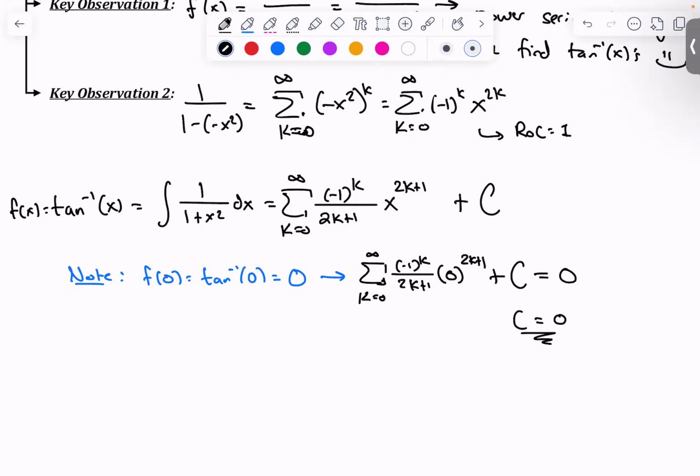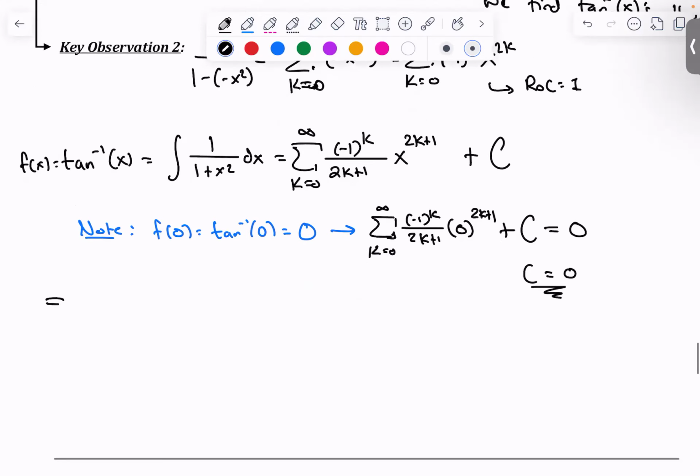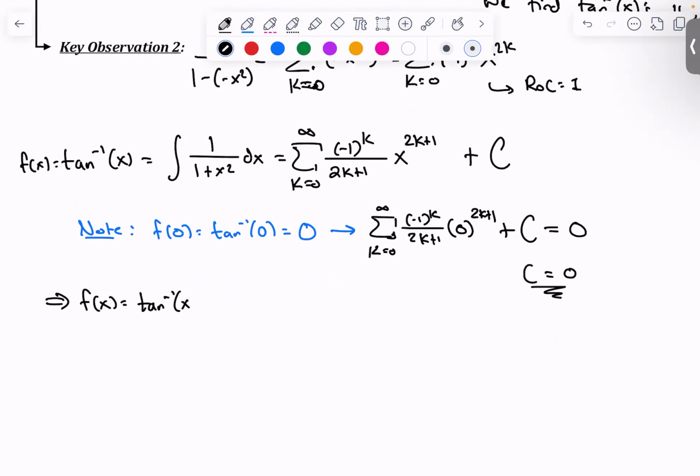So now we have a power series representation of tangent inverse, which is pretty cool if you ask me. That's a pretty awesome result that we get. So f of x, which is equal to tangent inverse of x, is equal to the series from k equals 0 to infinity of -1 to the k over 2k plus 1 times x to the 2k plus 1.